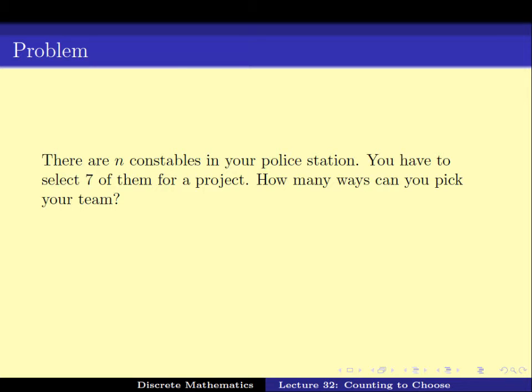Now the difference between this and the earlier one was that here the ordering doesn't matter. I don't care about who is the leader of the team and all. There are 7 people in the team. How many ways can you pick them up?